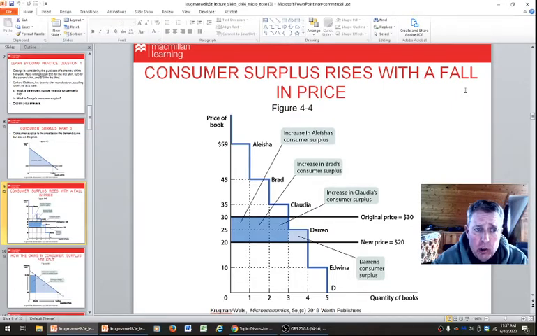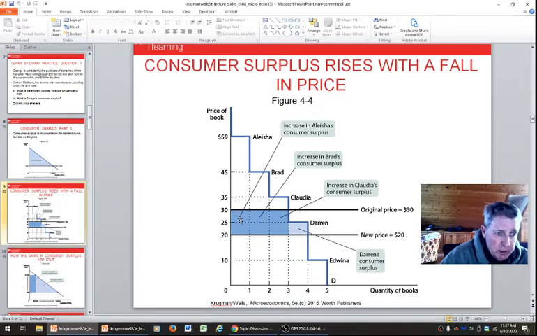So as prices fall, of course, consumer surplus rises, right? So we have this increase in Brad's consumer surplus. We have an increase in Alicia's consumer surplus. As that price goes down, look at it, it got bigger. The original price was 30. The new price was 20. So from 30 to 20, that increase in Alicia's consumer surplus would be $10, right? Darren's only increased $5 because he was all the way down here. His willingness to pay was only 25, and the price finally got down to 20. So he's a happy guy.